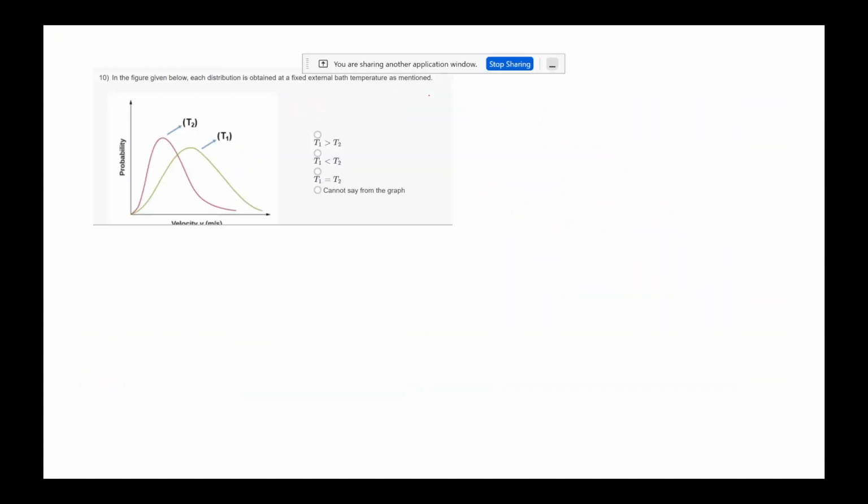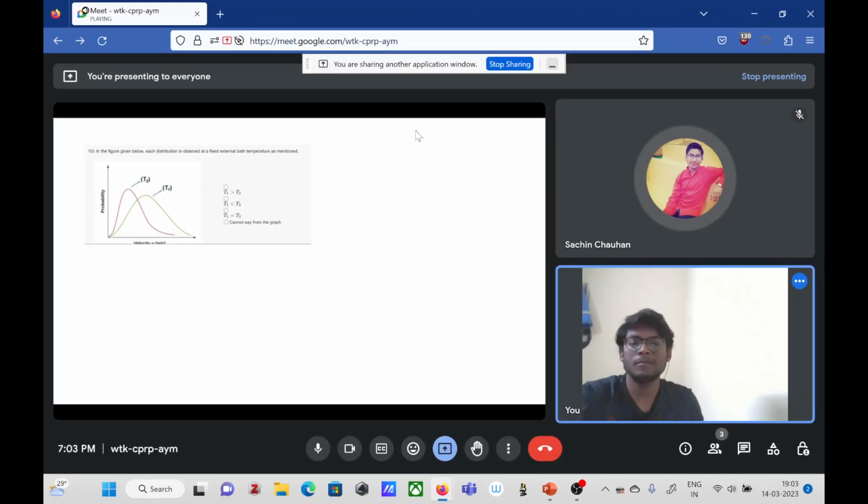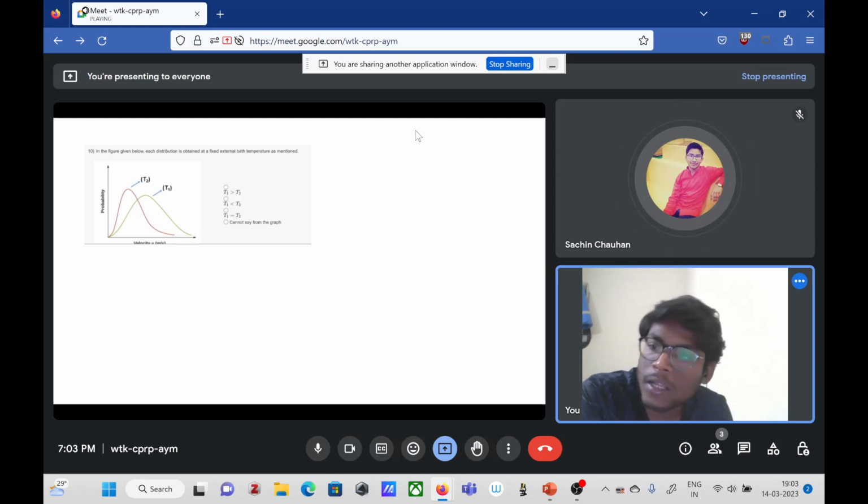Okay. And now, can you answer this, Sachin? This is probably from your kinetic theory of gases in class 12. This figure shows the Boltzmann distribution. Have you read about it in 12 or not?